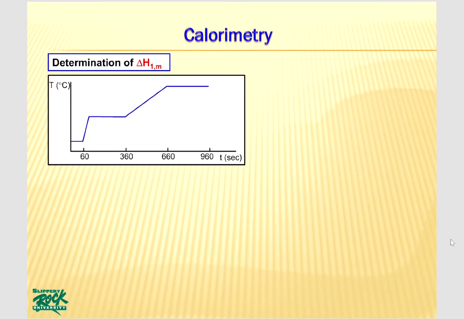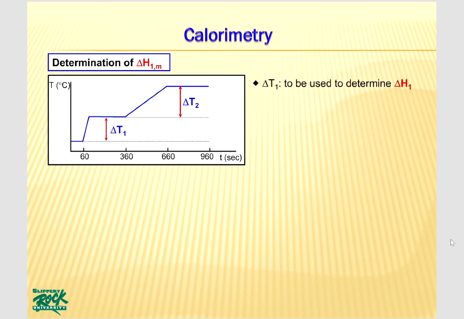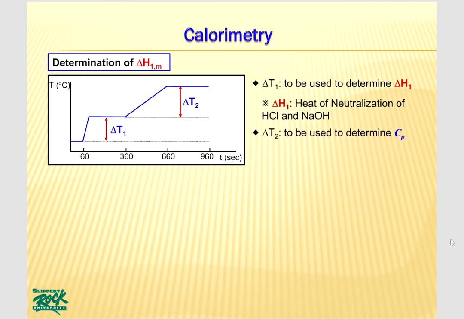This is a generic copy of the heating curve. There are two regions of temperature increase, delta T1 and delta T2. Delta T1 represents a temperature increase due to an exothermic chemical reaction, I mean the neutralization reaction of HCl and NaOH. It will be used to determine delta H1, that is, the heat of neutralization of HCl and NaOH. Delta T2 is due to the intentional electrical heating, and it will be used to determine the heat capacity of the calorimeter, Cp.